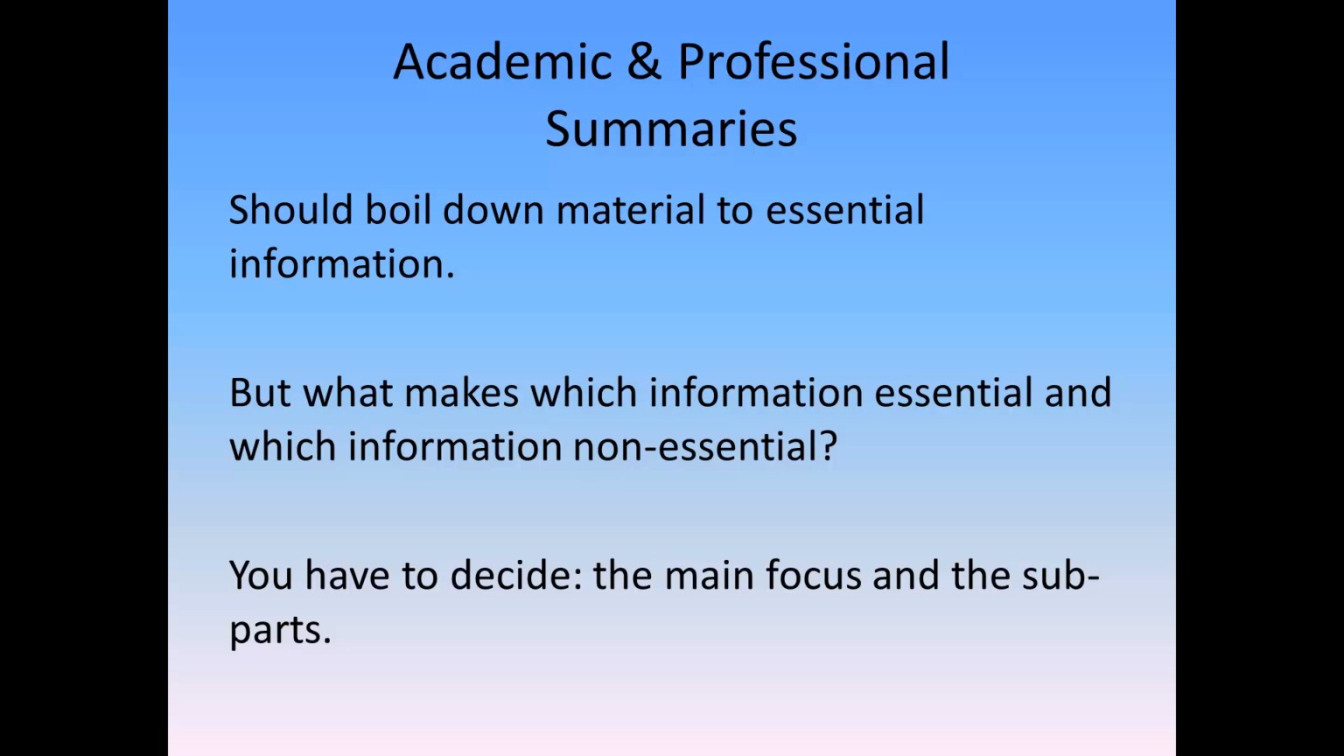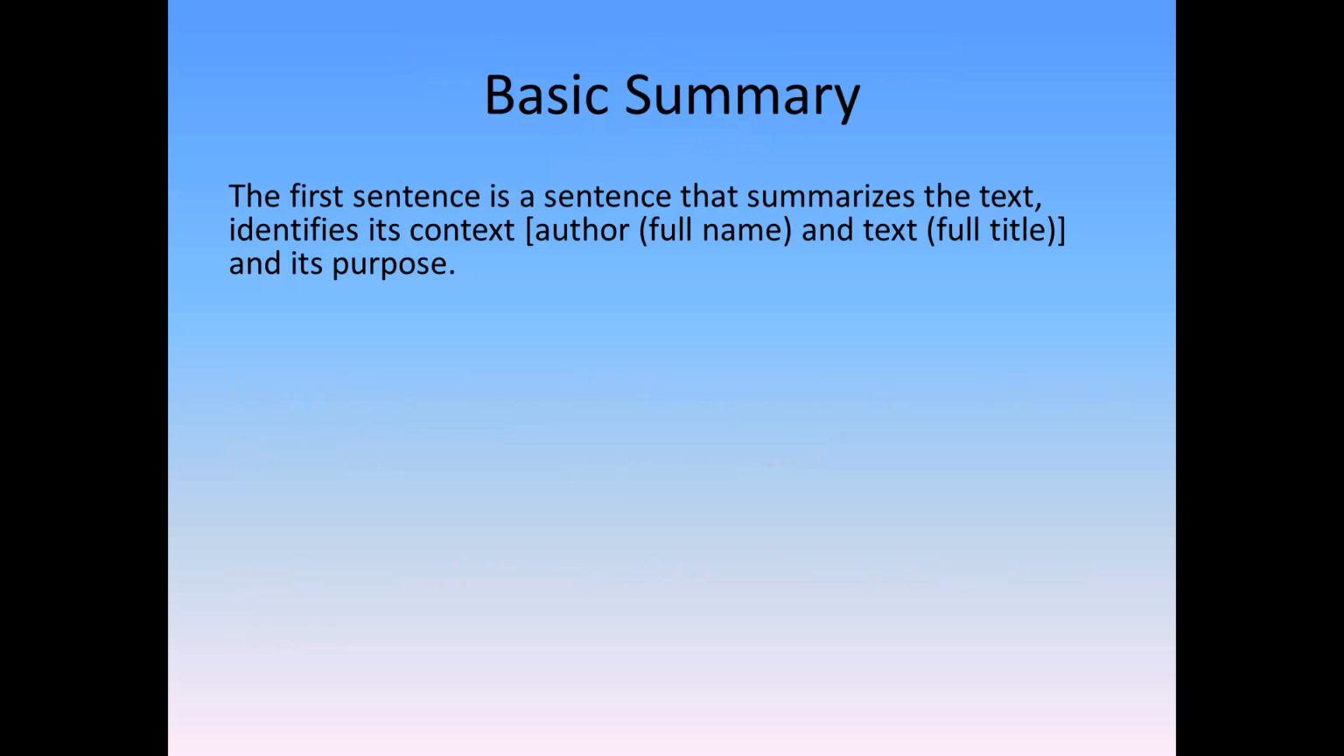Well, this is a loaded statement then. What makes information essential and what makes other information non-essential? What it comes down to is you as the reviewer or the summarizer must decide. You have to determine what is the main focus. And once you've determined a main focus of a piece, you find all the subparts that support it and exclude that which falls outside of that umbrella. We'll return to this idea in a second when we talk about the opening of a summary and how we determine what that paragraph, for our purposes, will detail.